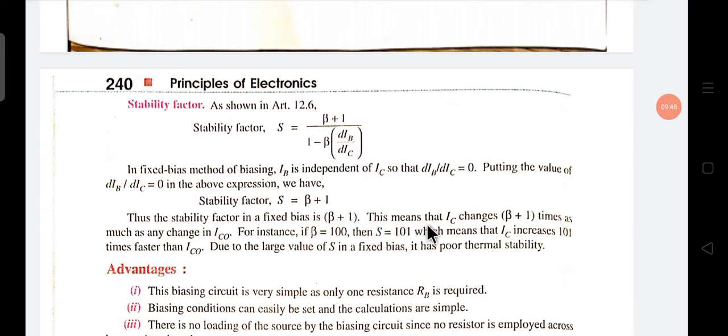That means IC changes beta plus 1 times as much as any change of ICO. For instance, if beta is 100, then the stability factor S equals 101, which means IC increases 101 times faster than ICO. Due to the large value of S in the fixed bias, it has poor thermal stability.